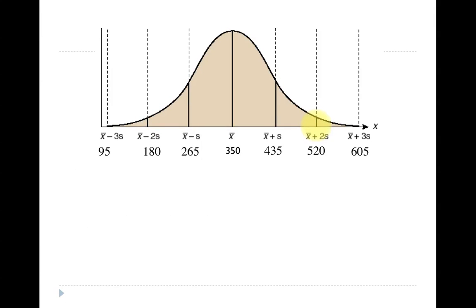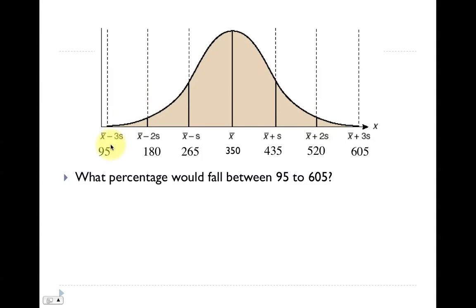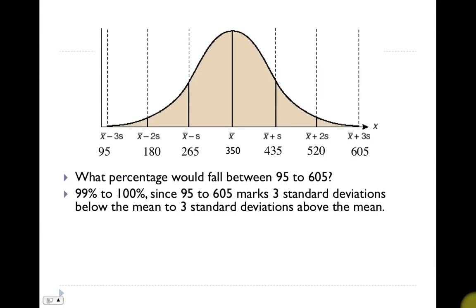Okay, and the last part of the question, what percent would you expect to fall between 95 and 605? Okay, we're going to say 99 to 100%, since 95 to 605 marks 3 standard deviations below the mean to 3 standard deviations above the mean. Okay, so that was the last part of the percentage questions, and then we have another question regarding an outlier.